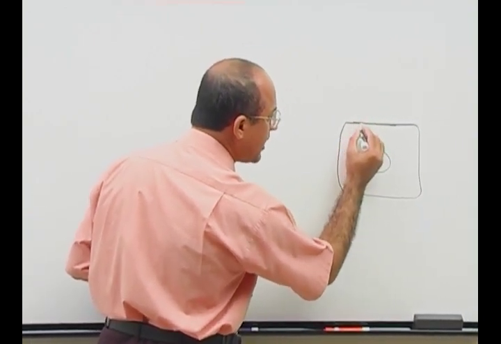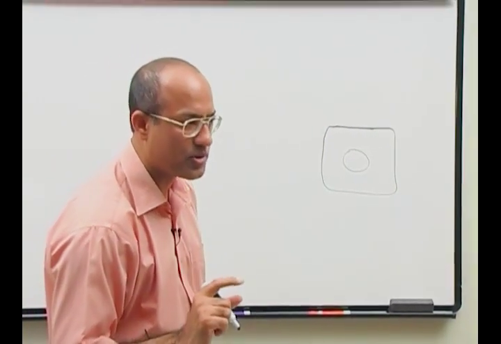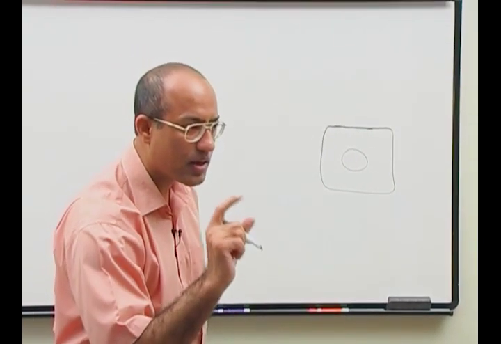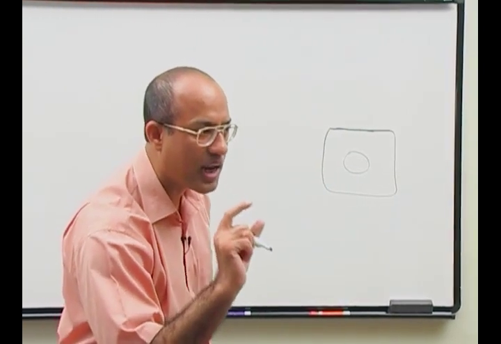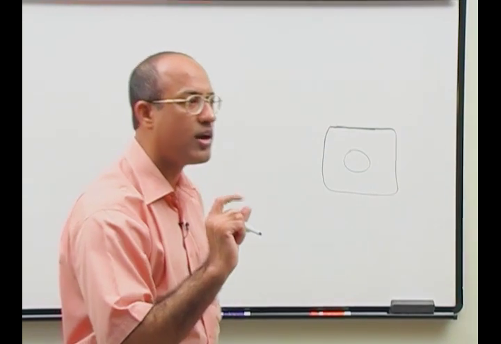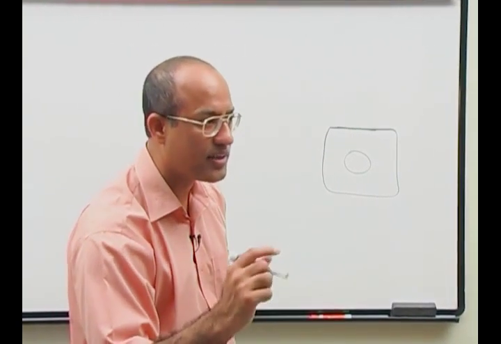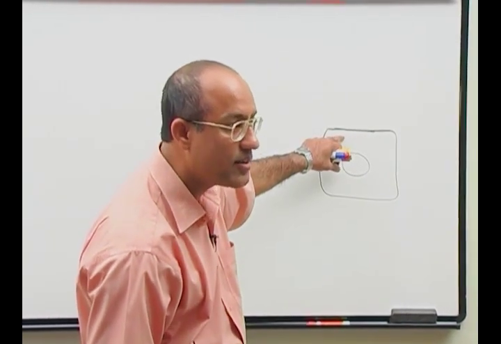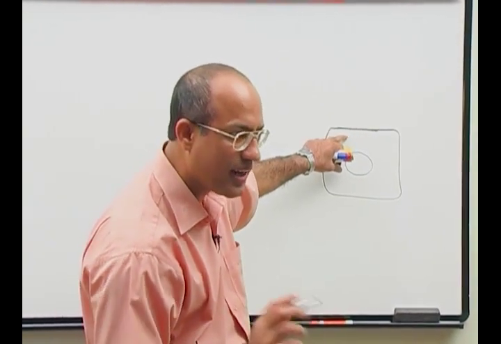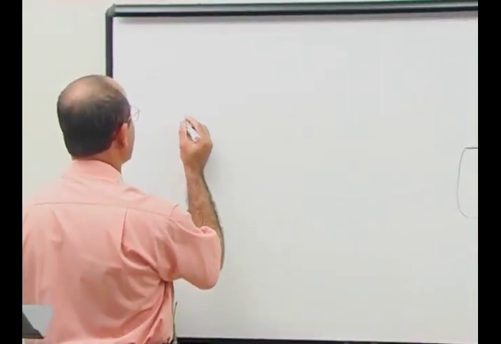Basically, this cell membrane is a double layer of molecules. Because it is a double layer of molecules, it is also called lipid bilayer. Because it has a lot of lipid and it's a double layer of the molecule, it is also called lipid bilayer. Now, let me draw a component of it.